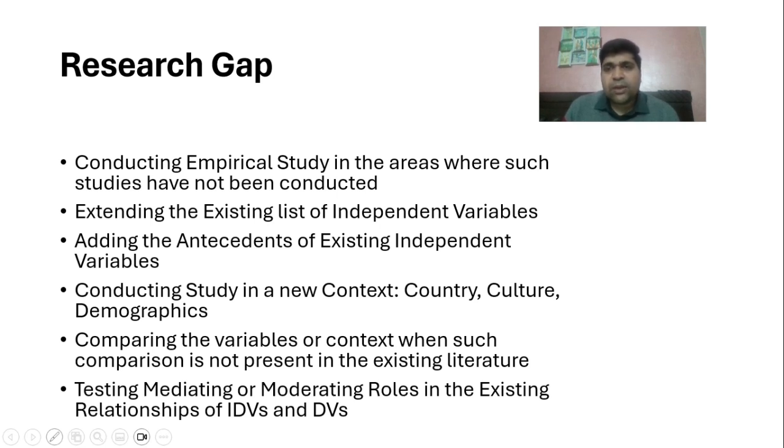Like brand awareness is a parameter. You can add an antecedent, like you can add colors, jingles, appeals to brand awareness. So then colors, appeals, etc. lead to brand awareness, which leads to brand loyalty. Or you can add altogether a new independent variable along with those five variables. There may be 6, 7, 8, 10 variables in your study. So extending the list is a very simple thing.